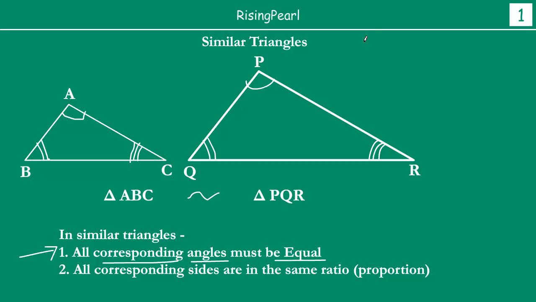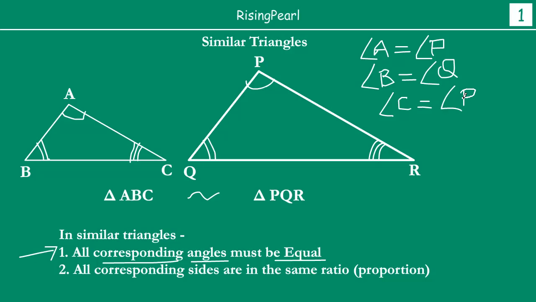So let us write it down here. Angle A must be equal to angle P, angle B must be equal to angle Q, angle C must be equal to angle R. If it is given that this triangle and this triangle are actually similar, what it means is these things must be true. In addition to that, all corresponding sides must be in the same ratio.